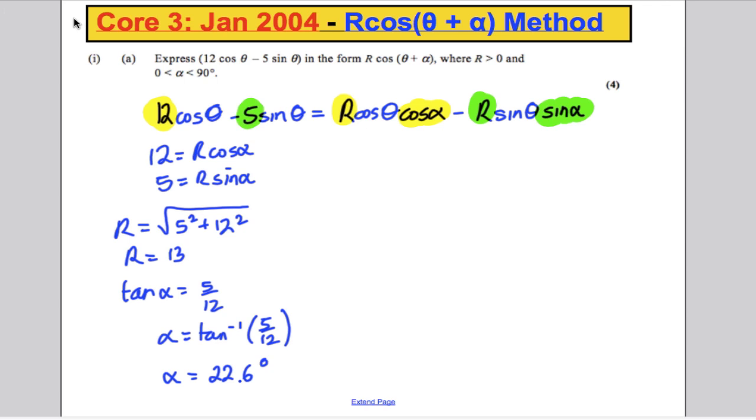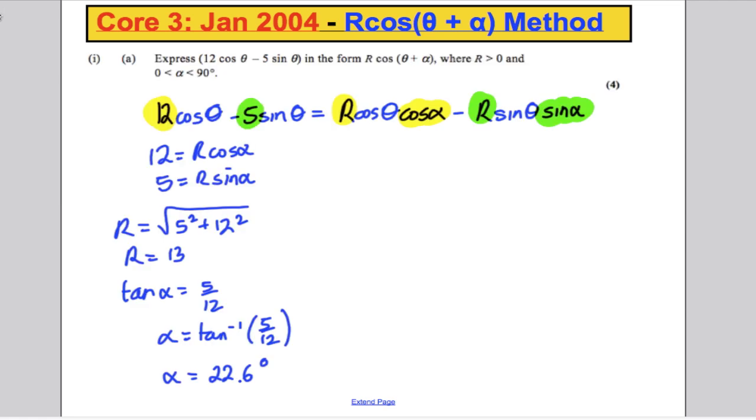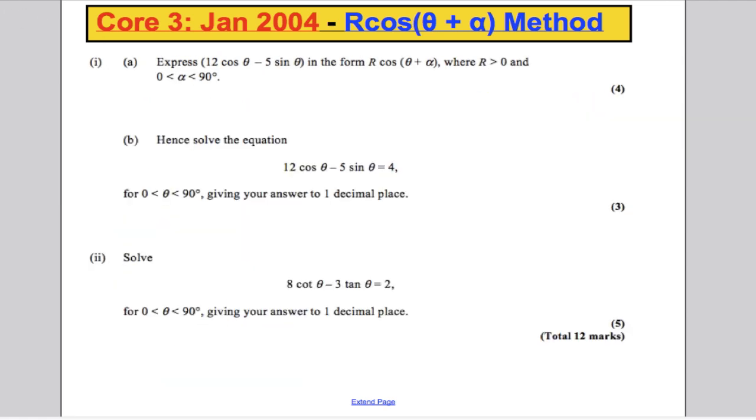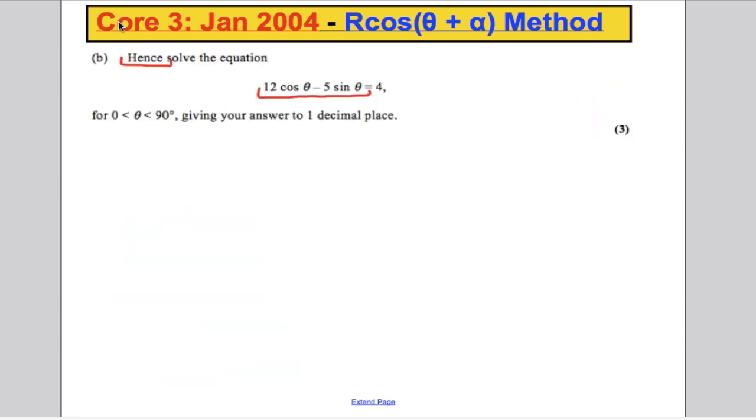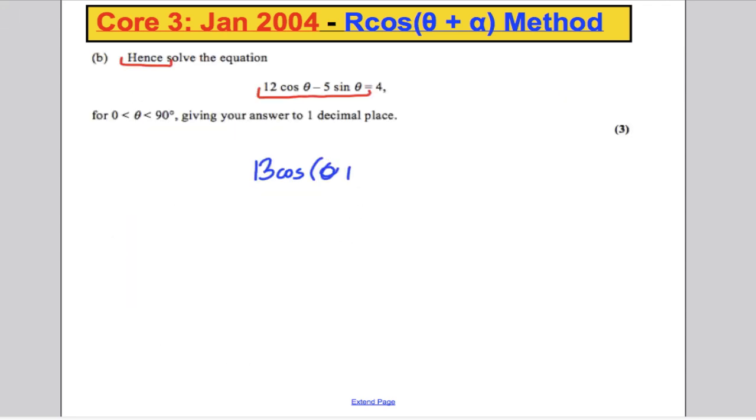Okay, right, time to do the next question. Hence solve this. Okay, we're going to obviously use the hence bar. Have we seen 12 cos theta minus 5 sine theta before? Yes, we've just worked out an expression for it, and we can use that instead. So the expression we worked out was that this thing is equal to 13 cos of (theta plus 22.6 degrees), which is equal to 4.